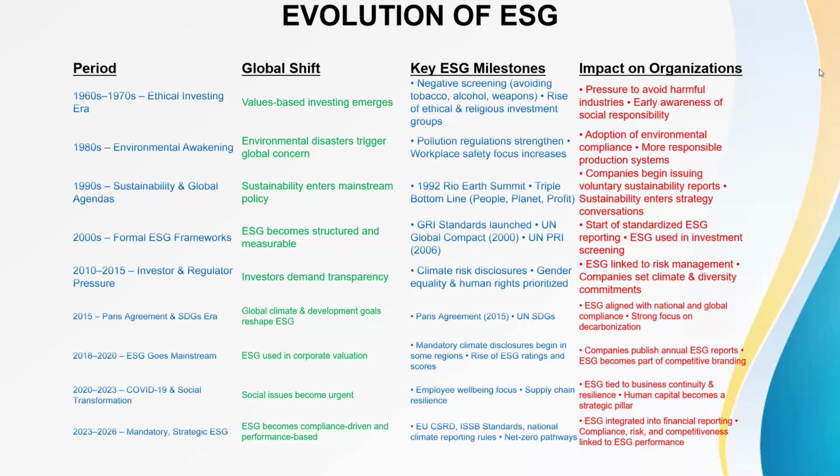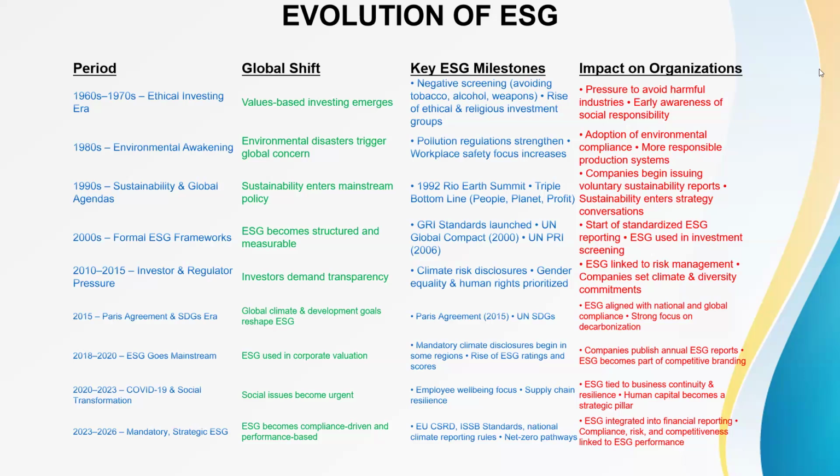system and what they stand for, stopped partnering or being involved in companies that produce substances that they consider harmful to health or to the environment. That's how it started. Value-based investing led to negative screening and avoiding companies involved in tobacco, alcohol, and weapons. This raised the issue of ethical and religious investment. It put pressure on companies to avoid harmful industries and created awareness of social responsibilities.